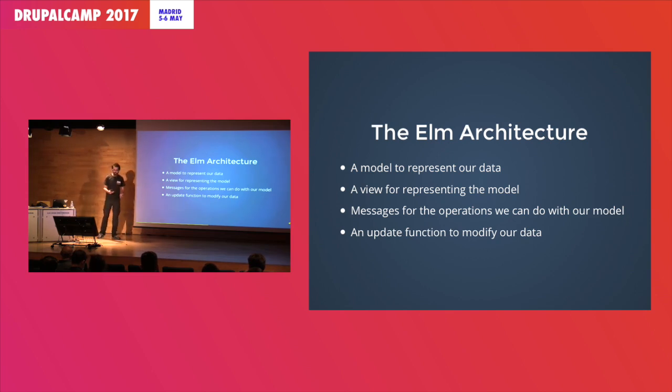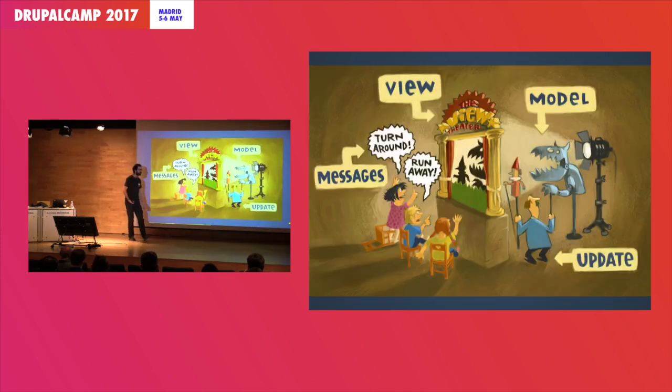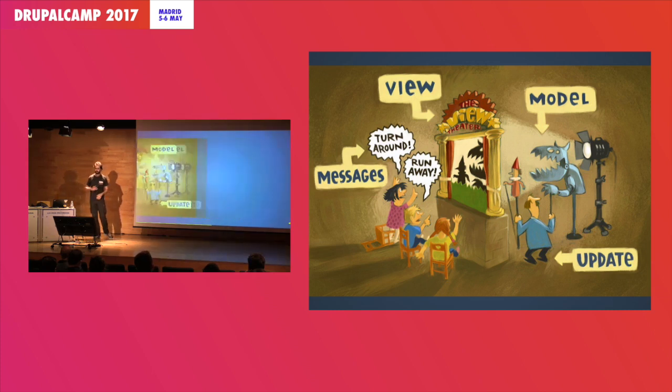This may be a bit complex. I'm going to explain this same architecture in a very different way. This is the Elm architecture. You have a model, you have a view, and you have the messages you can do with the model, like turn around or run away, and then you have an update that changes the model based on the message it receives. This is it. There are other concepts that usually are part of all these kinds of architectures, like immutable models, variables, and so on. I'm not sure if that's important, so I will skip it.